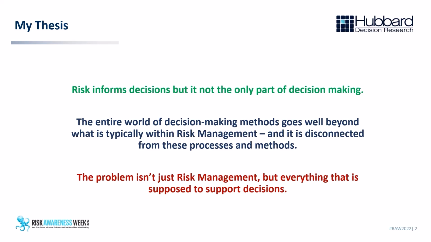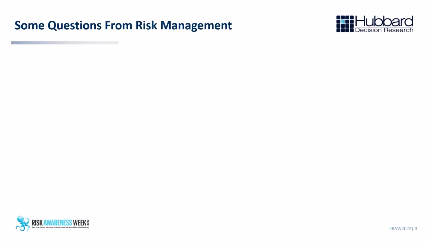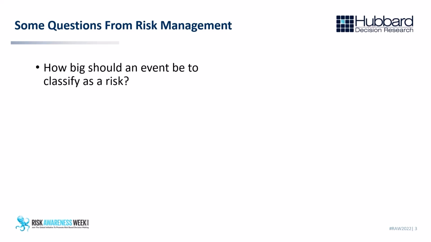I'll illustrate this disconnect between risk management and decision-making in general by talking about a few questions that tend to come up in risk management-related workshops that I have with clients. You probably run into these issues too. One question would be, how big does a risk have to be a risk? How much does it have to cost, and how uncertain does it have to be to constitute a risk?